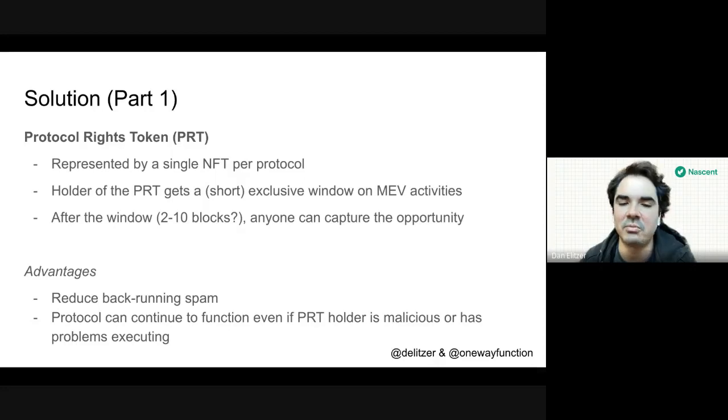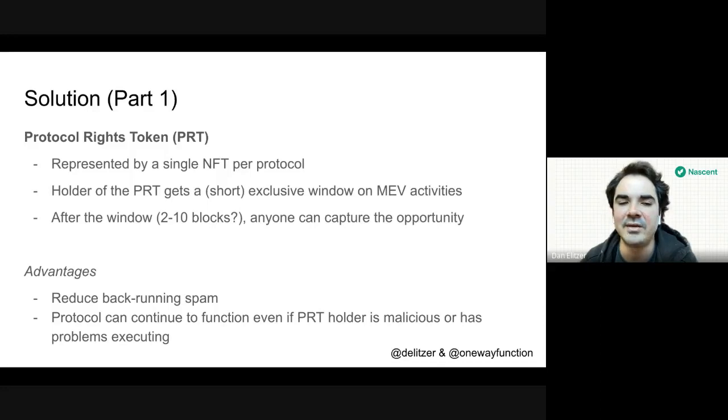And so after some kind of delay, 2 blocks, 10 blocks, somewhere in that range, anybody can capture that opportunity. So think of liquidations, right? The idea being that if a position is eligible for liquidation, for the first 2 blocks or so, maybe 5 blocks, only the holder of the PRT is able to do that liquidation. After that window, anybody can do it. So the idea is to really reduce backrunning spam.